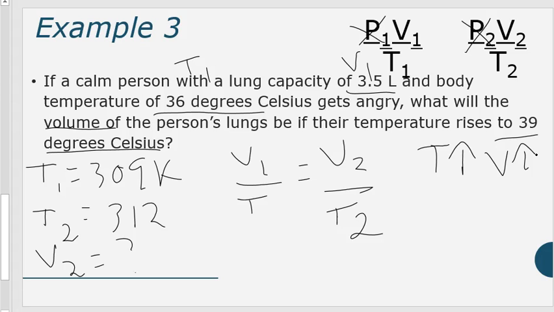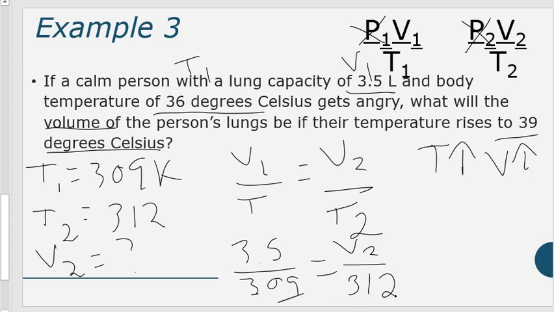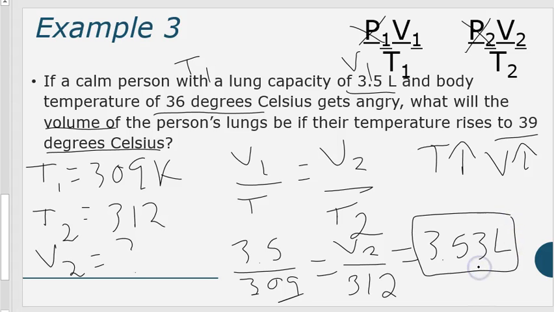So let's plug our numbers in. We have 3.5 divided by our new temperature at 309 equals, we're looking for V2, so I'm going to write that in, that's our X, divided by our new temperature we calculated, 312. Okay, again, you cross multiply, so 3.5 times 312 divided by 309, and that's going to give us about 3.53 liters. We were working with volume there. So it did increase a tiny bit. It went from 3.5 to 3.53, so we're probably correct.